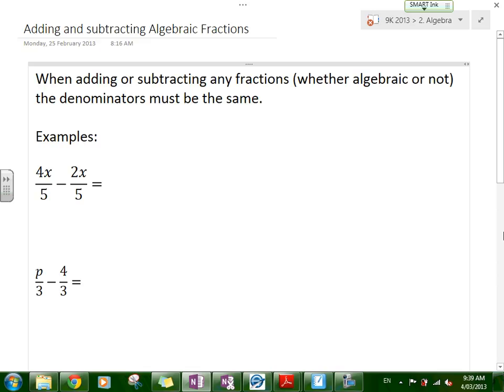So if they're like terms, if it's the same variable to the same power, then you can add them together and simplify the expression. But if they're not like terms, you can't simplify. Alright, so we'll have a look at some examples. But it's basically the same. Don't think of it as any different. It's the same as normal fractions and numerical fractions, and it's the same as all the other algebra things we've done in terms of collecting like terms and simplifying. Okay?